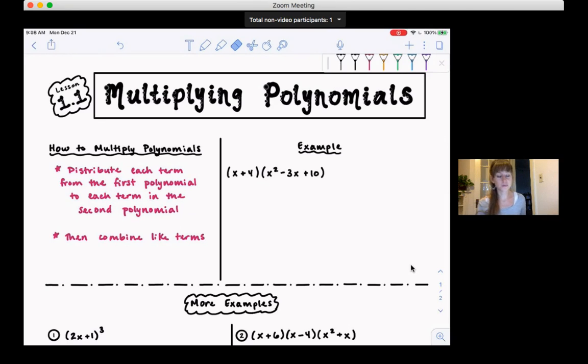Unit 1 is on polynomials and rational functions, and our first lesson is just going to be on multiplying polynomials together. So let's say you have two polynomials like this, and we want to multiply them together. Here's what you do. You're going to distribute each term from the first polynomial to each term in the second polynomial. So after you do all that distribution, then you're going to combine your like terms, and then you're done. So what does that look like?